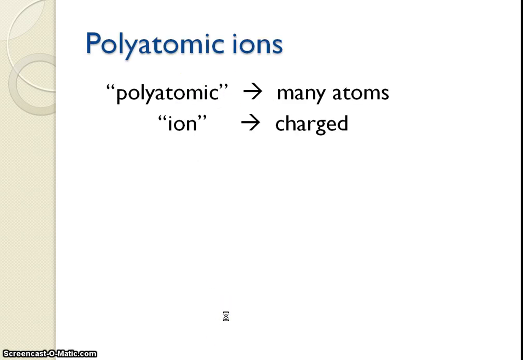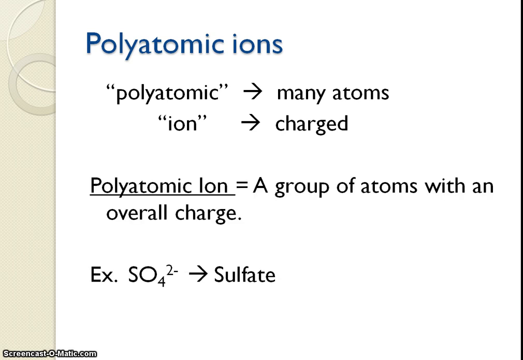And the last thing for today are polyatomic ions, which is kind of an introduction to something we're going to do in the next chapter. Again, it sounds fancy, but it's really not if you just break it apart. Poly means many, atomic means atoms, and ion we've already been talking about for months now. It means it has a charge on it. So a polyatomic ion is a group of atoms with an overall charge.